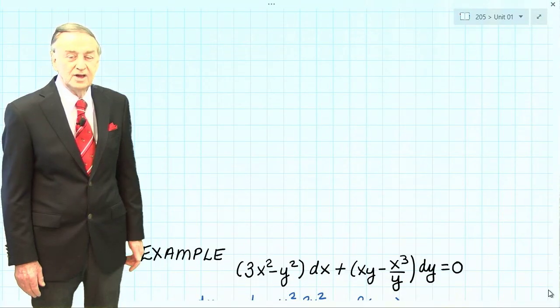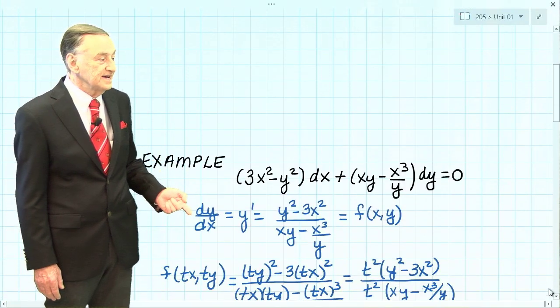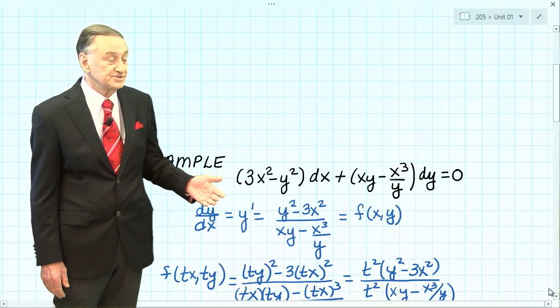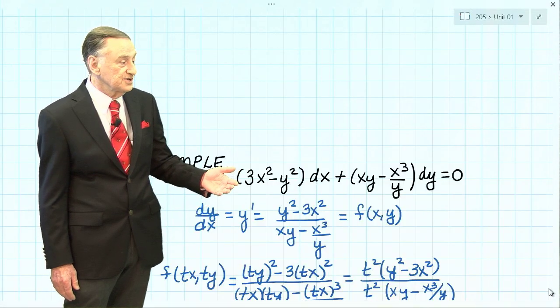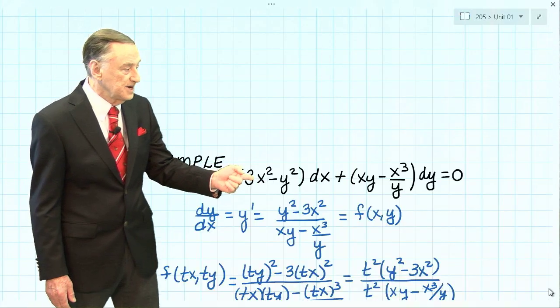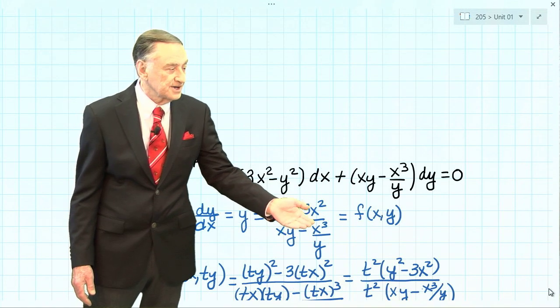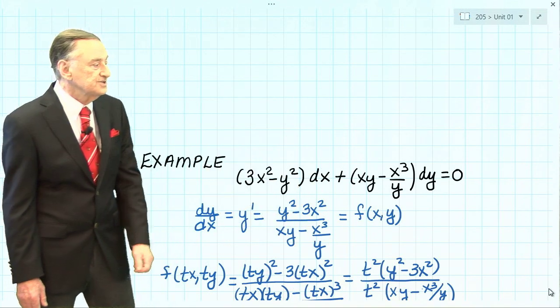Let's look at this equation that's a first order DE in differential form, and it's of homogeneous type. The first thing we're going to do is get this differential equation in the form dy/dx is equal to a function of x and y. As you see here, we moved the 3x minus y squared to the right-hand side and made it y squared minus 3x squared, then divided by the xy minus x cubed over y. So we have a function of x and y.